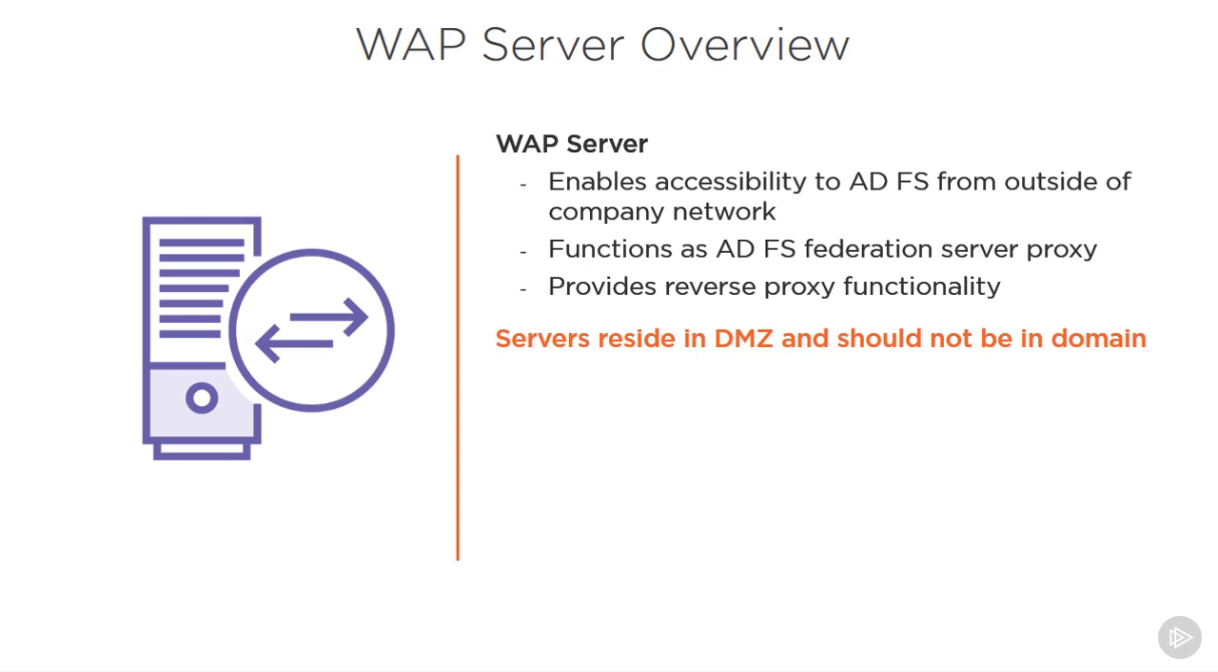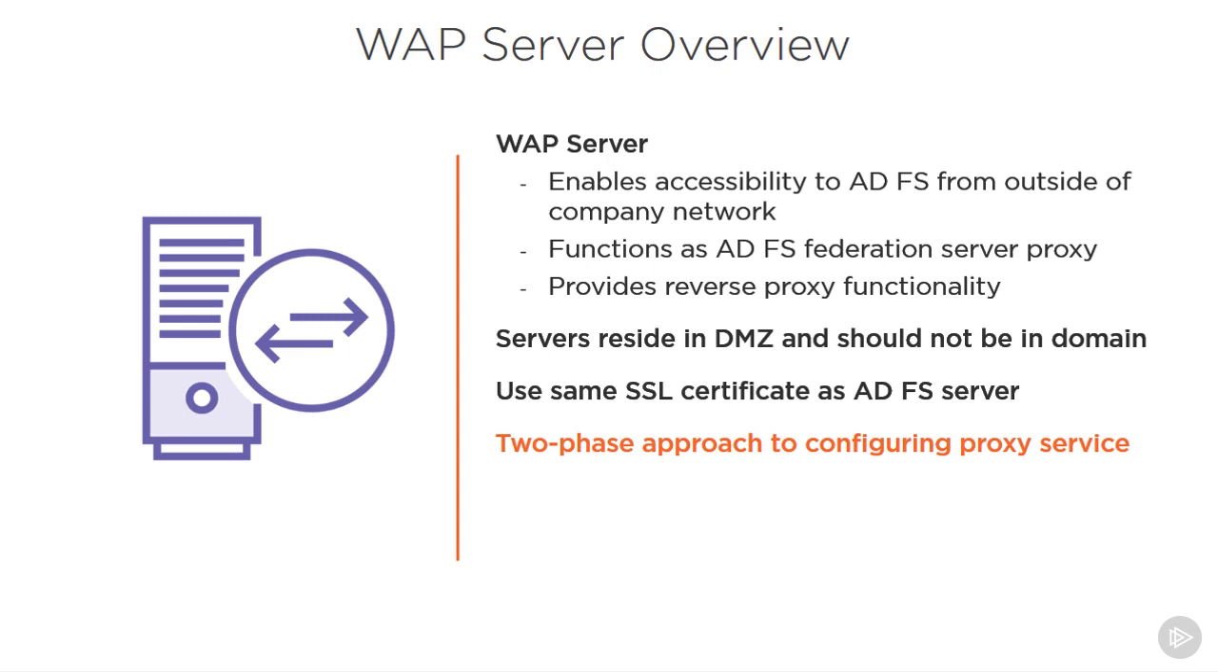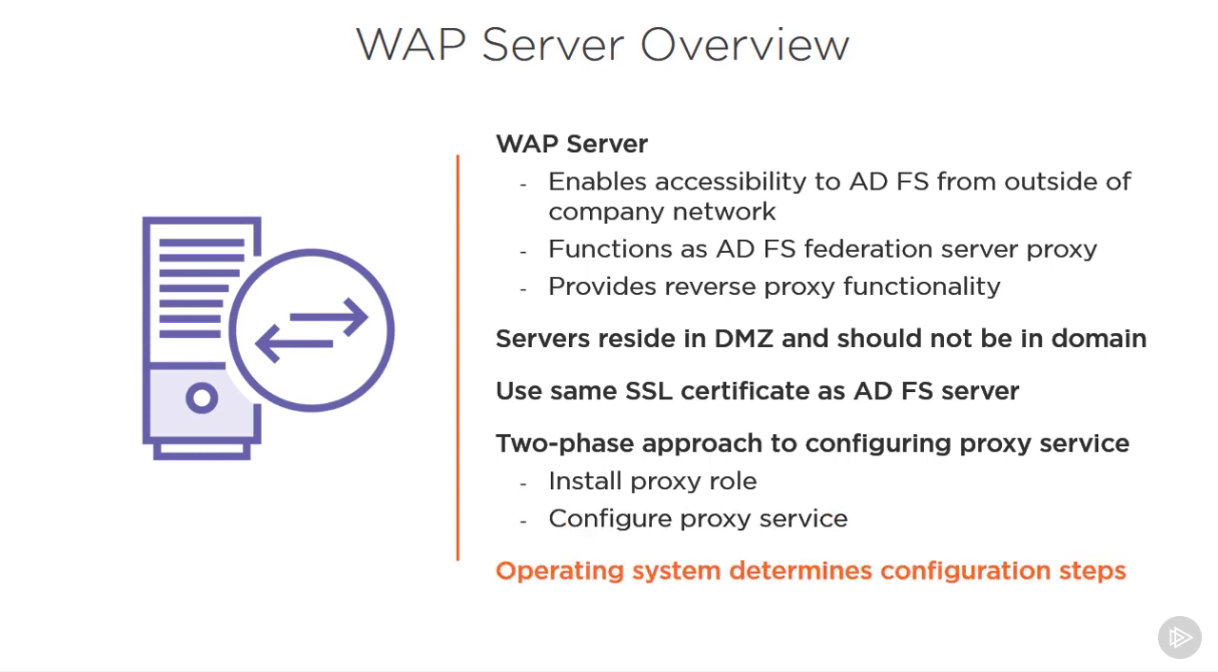In addition to that, this WAP server resides in the DMZ, a demilitarized zone, and it should not be in the domain. So this is one of those machines that should not be domain joined. And we'll use the same SSL certificate as we did with our ADFS server. And similar to ADFS, we're going to use a two-phase approach to configuring the proxy server. We're going to begin by installing the proxy role, and then we're going to configure the proxy service. Sounds very familiar because that's what we did when we installed ADFS. Lastly, what operating system we are installing it on is going to determine what configuration steps we're going to have to take during the installation.